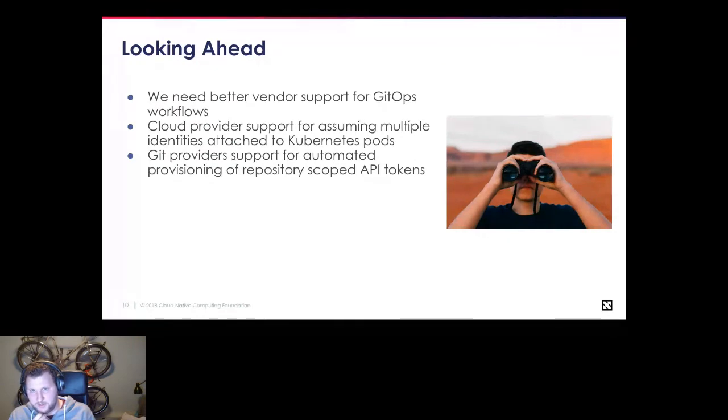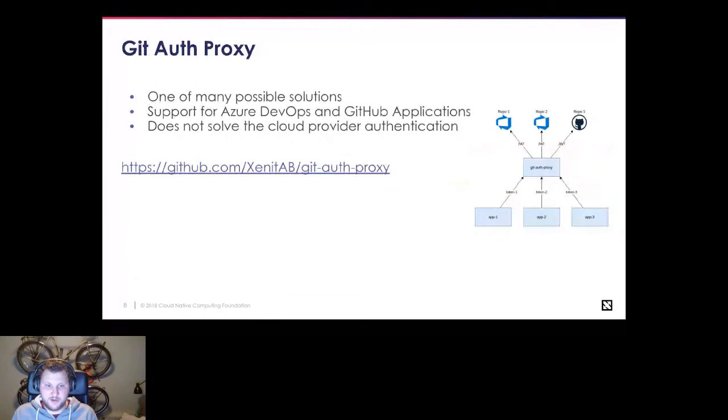There is a lot of work to do. And things like GitAuth Proxy are a step in trying to solve a small problem. I don't think it's the best solution, as it adds yet another proxy layer, which introduces more complexity.